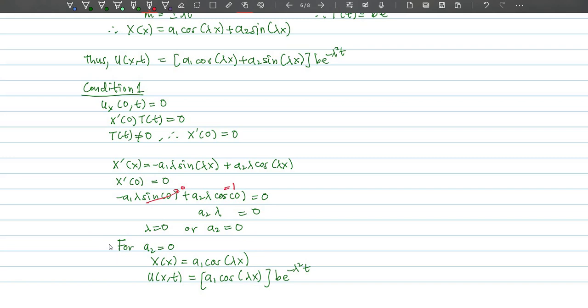We solve for A2 equal to 0 first. So here for A2 equal to 0, S(x) will be equal to A1 cos lambda x. You can also write the full u(x,t) here, which is u(x,t) is equal to A1 cos lambda x times B e to the power of negative lambda squared t, because if we have A2 equal to 0, we are left with the first term multiplied with B e to the power of negative lambda squared t. Okay, next.